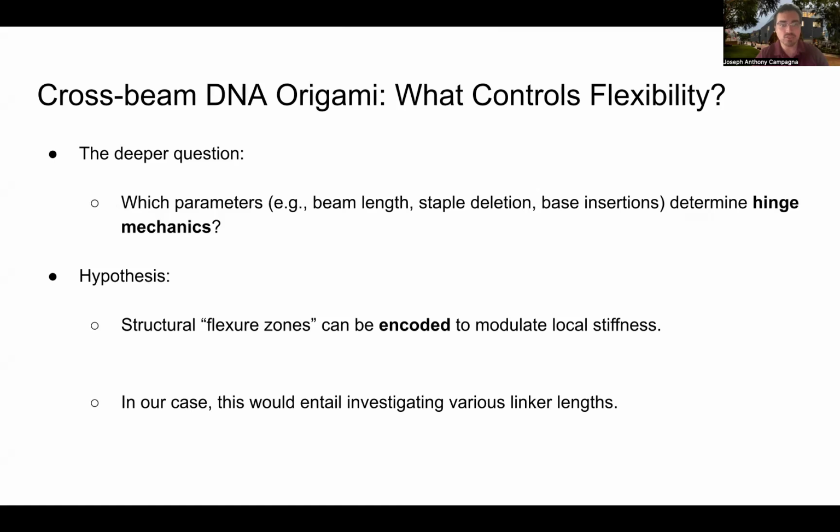So, what controls flexibility? Just like the researchers in the chemotaxis study looked at receptor length, for example, which parameters in our case determine the hinge mechanics? And do we have flexure zones that can be encoded? In our case, this would entail investigating various linker lengths of the hinge.